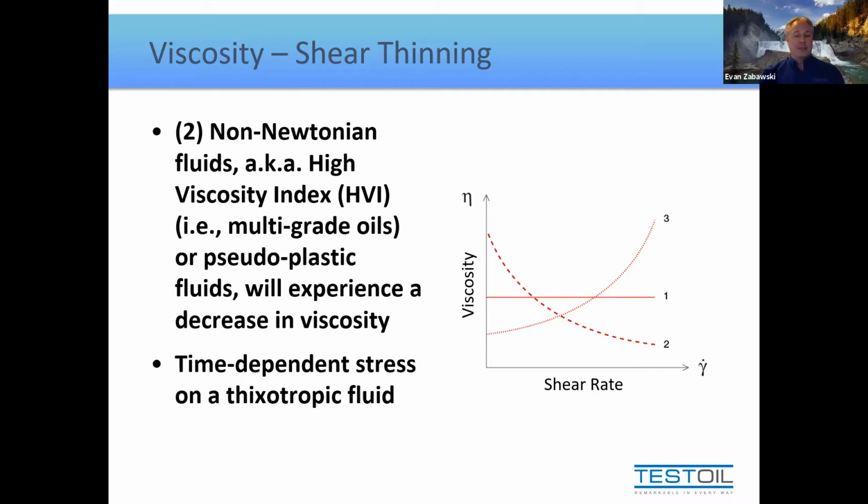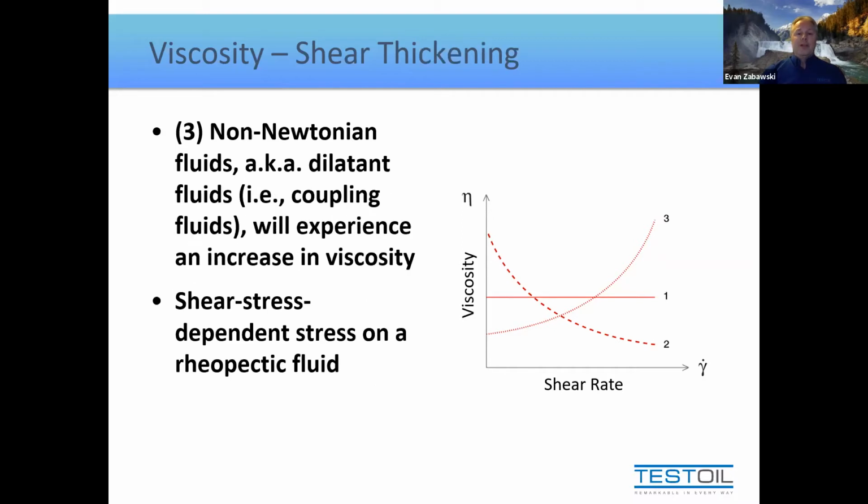So looking at this curve number three, are there any fluids that follow curve number three? Certainly. Those fluids are what we know as rheopectic fluids. Rheopectic fluids are shear thickening fluids. So while ketchup is thixotropic and is a time-dependent shear thinning application, this is a shear stress-dependent application where the greater the shear, the more the viscosity will change.